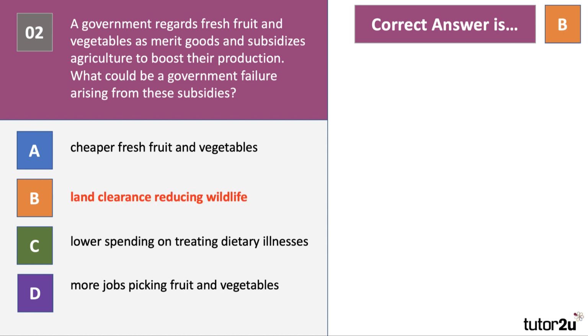The answer there I think will be B, won't it? That as farmers increase production, clear land to expand output, to take advantage of the generous subsidy, there could be, for example, a loss of biodiversity, which would have obviously external costs.